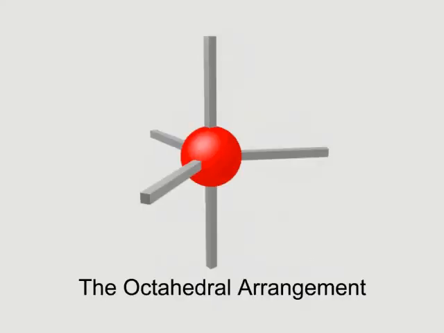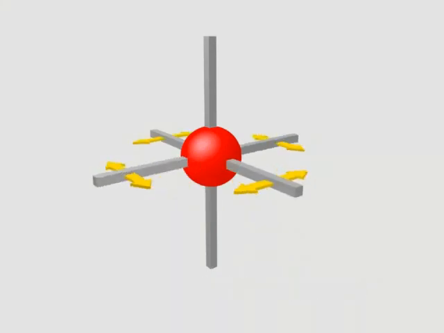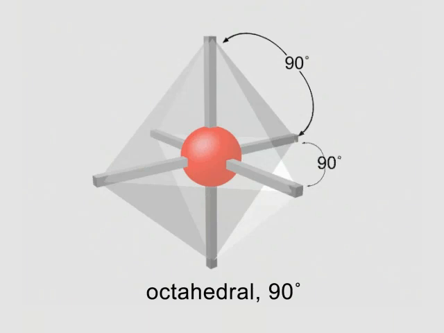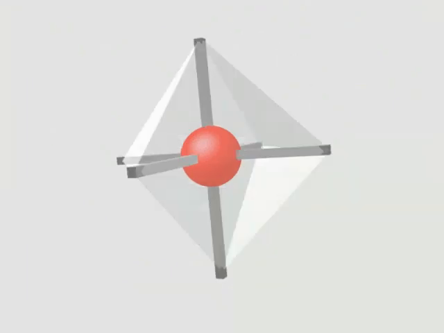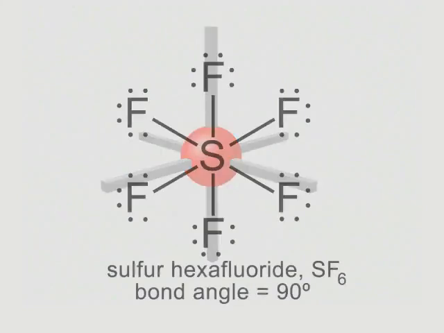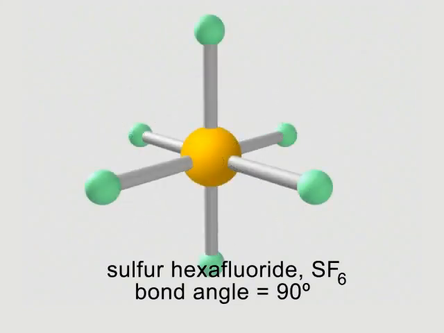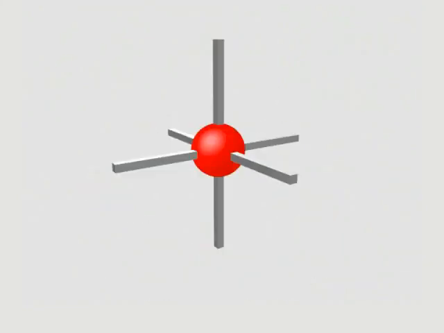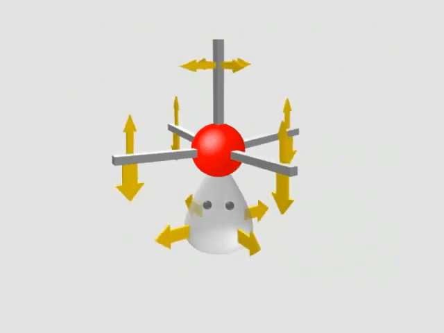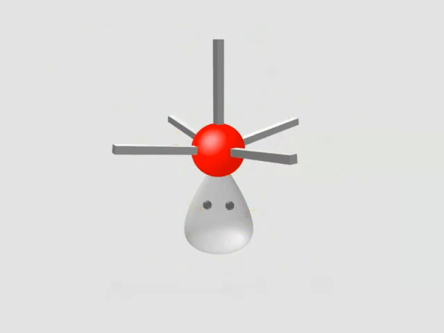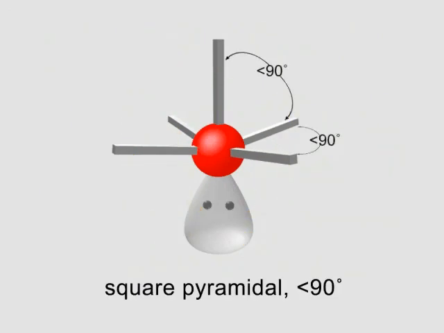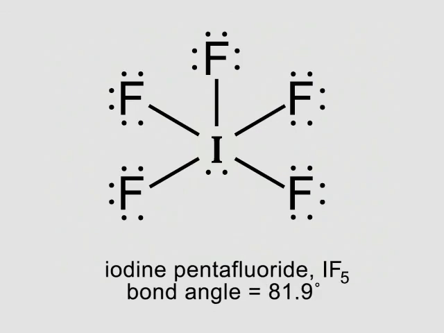The final common arrangement has 6 electron groups attached to the central atom. Repulsions are minimized when the groups point to the corners of an octahedron, and thus lie 90 degrees apart. Sulfur hexafluoride has an octahedral shape. Unlike the trigonal bipyramid, all positions are equivalent in an octahedron. So one lone pair can take any position to give the square pyramidal shape, with all bond angles less than 90 degrees. Iodine pentafluoride has this shape.